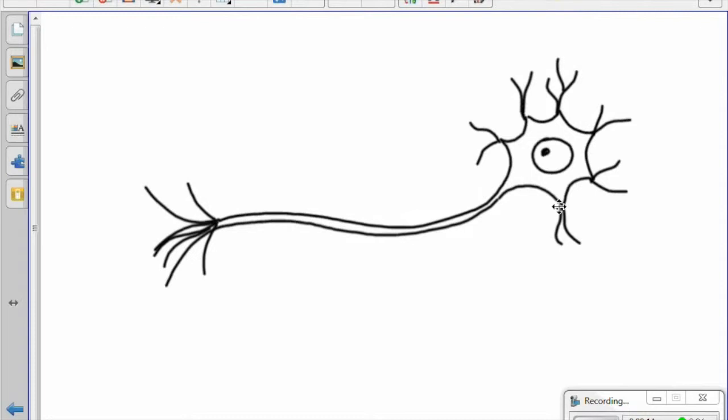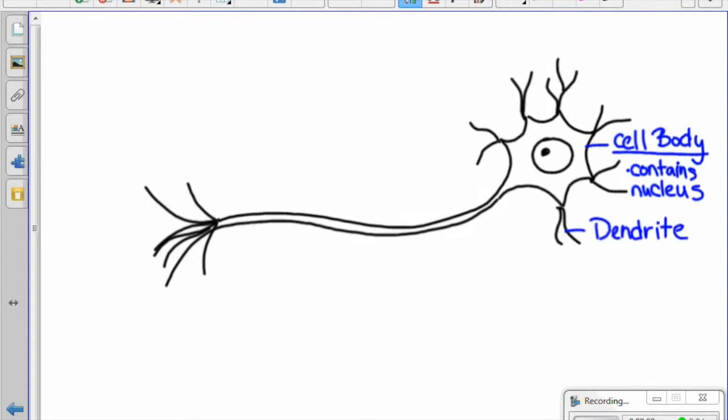Let's learn about the parts of the neuron. Let's start at the head of the neuron. It's called the cell body, and it contains the nucleus. Also on the cell body are many little strands coming out called dendrites. Dendrites contain receptors, and they receive information in, which may form an action potential in the neuron.